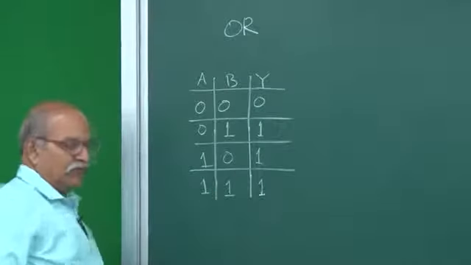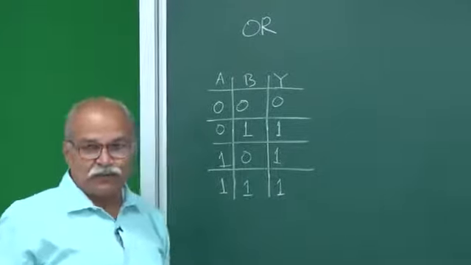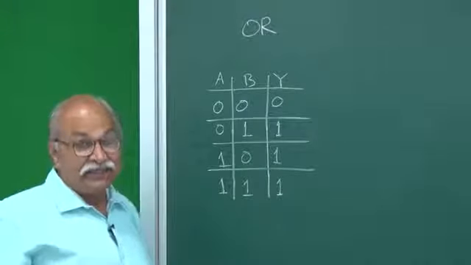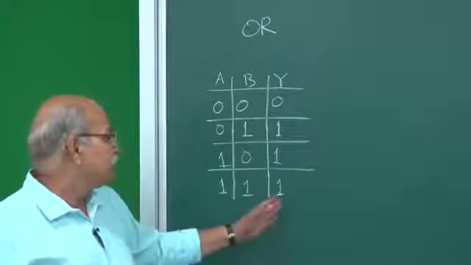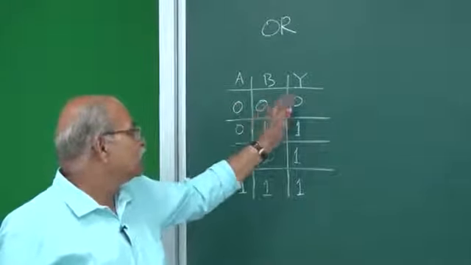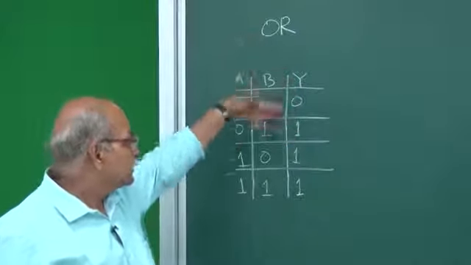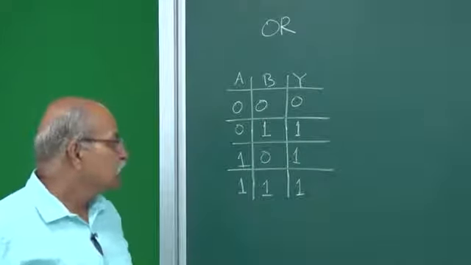So A or B, at least one of these two, both is okay, is high, then the output is high. Only if both of them are 0, then it is 0. So that is known as OR, and this is the truth table for OR.